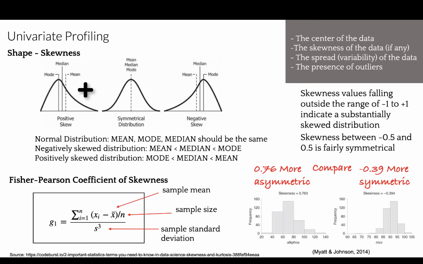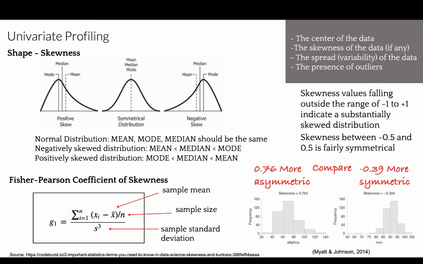If the value of skewness is positive, the data is positively skewed or skewed right, meaning that the right tail of the distribution is longer than the left. If skewness is negative, the data is negatively skewed or skewed left, meaning that the left tail is longer. If skewness equals 0, the data is perfectly symmetrical. If we find that the values for skewness are between minus 0.5 and 0.5, it is a fairly symmetrical distribution. But if it falls outside of the range of minus 1 and 1, it is considered to be a highly skewed distribution.